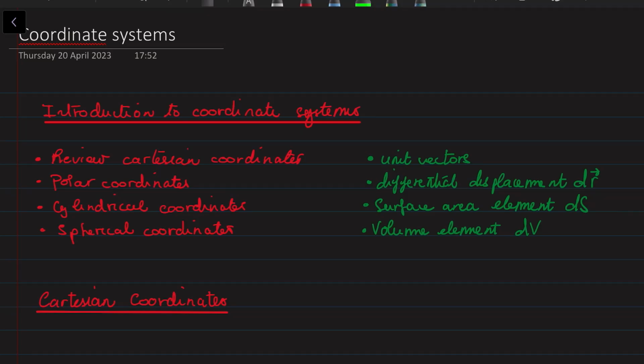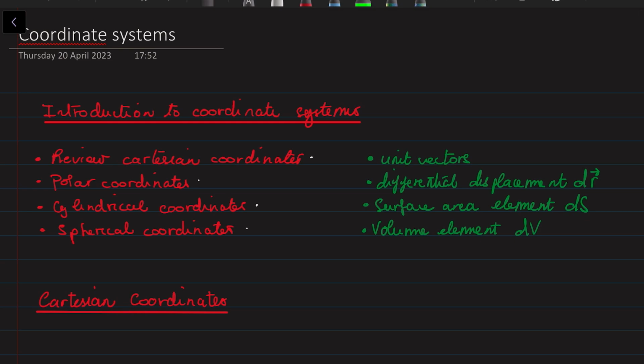In today's video, we're going to talk about coordinate systems. Being able to work in different coordinate systems is a key skill that you should master if you're interested in learning physics, engineering, or math. In this video, we're first going to review Cartesian coordinates, then we'll introduce polar, cylindrical, and spherical coordinates, which are commonly used in science.